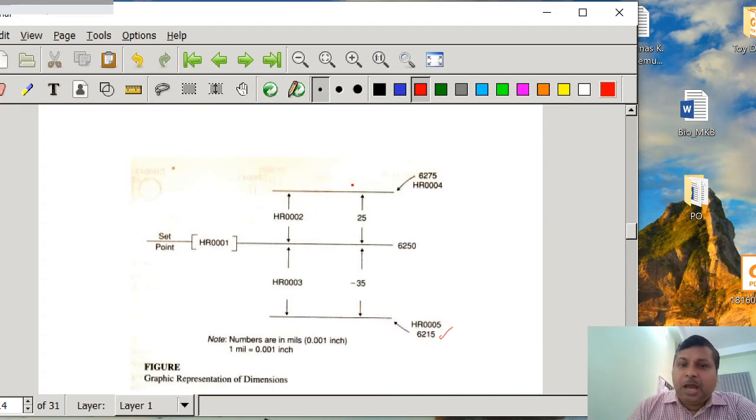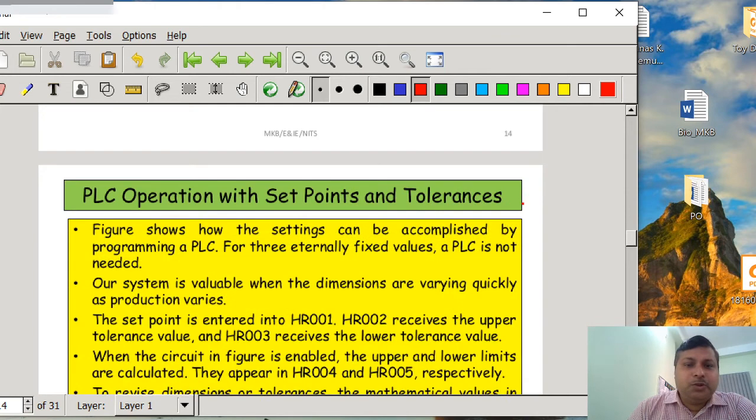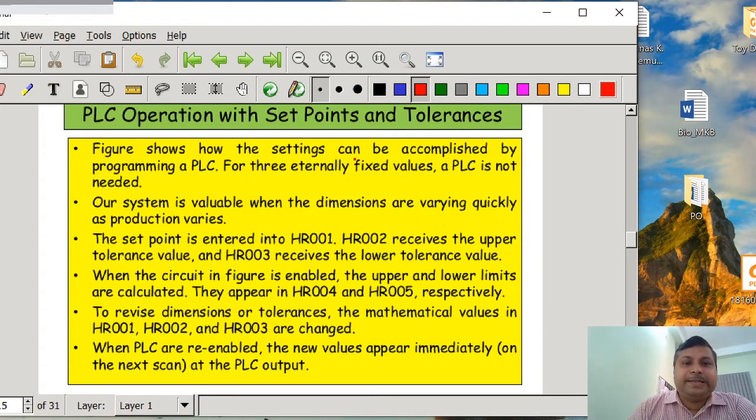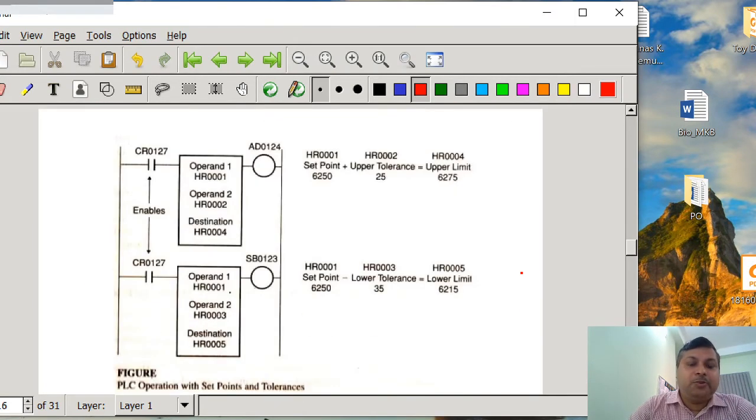So how can we do that? It is very easy to do. The figure shows how the setting can be accomplished by programming a PLC. For three externally fixed values a PLC is not needed, but if they change periodically, then it is needed. Our system is valuable when the dimensions vary quickly as production varies. The set points are entered into HR001. So let us see. Here you can see operand 1 and operand 2; first we have used an adder, and another, a subtractor.